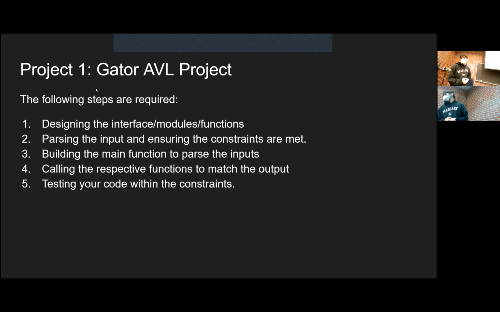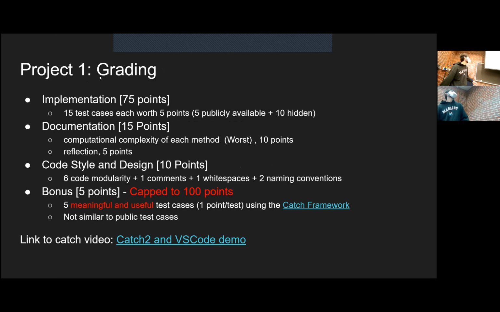Okay. So what do you have to do for the project? You have to design the interface, functions, all that. You have to parse the input. And then you have to build your main in order to parse that input. And then you have to call functions and test your code. You're going to have to write your own tests, or some of your own tests. I think we've provided some, but not all. So it's a good opportunity for you to learn about writing tests.